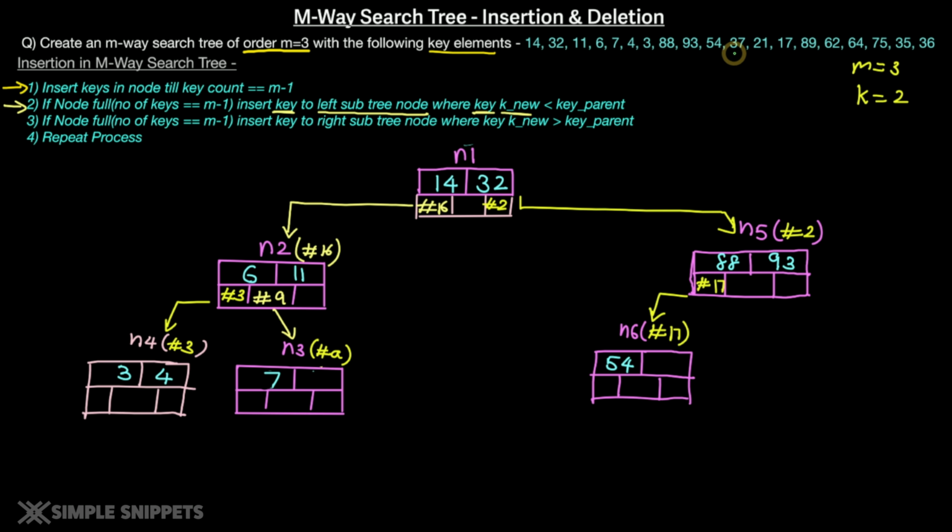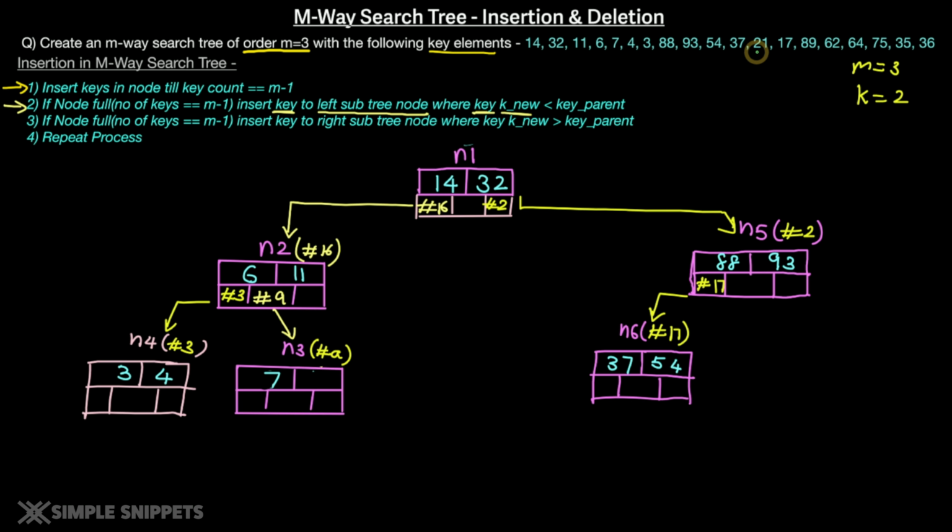So then we have 37. 37 is greater than 32, so go to the right. 37 is smaller than 88, so go to the left. And 37 is smaller than 54, so 54 will be switched over here. 37 will be written over here in this same node.